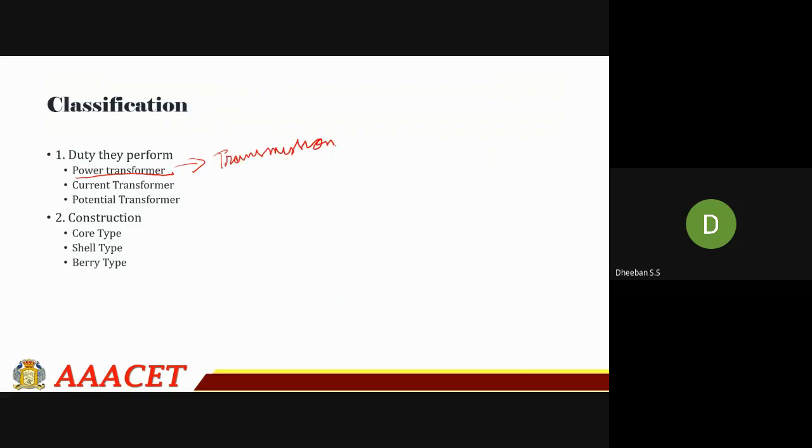So next is your current transformer and potential transformer. These two transformers are used for measurement and instrumentation purposes. Regarding these transformers, you'll be studying in your Unit 5. So next is regarding the construction. It will be core type, shell type, berry type. While taking the construction, I'll be dealing with it.